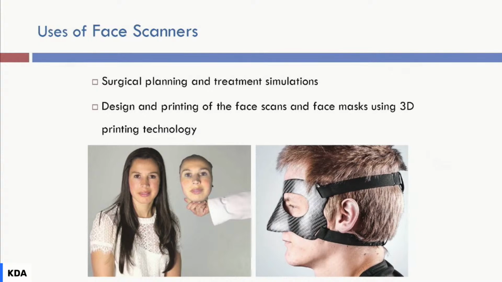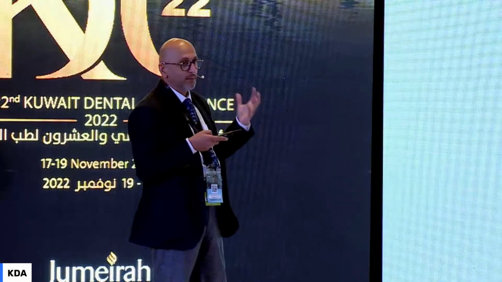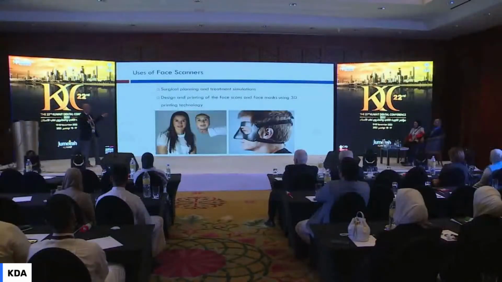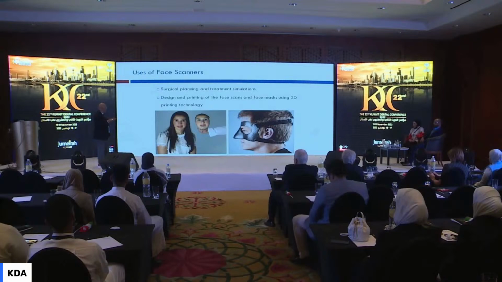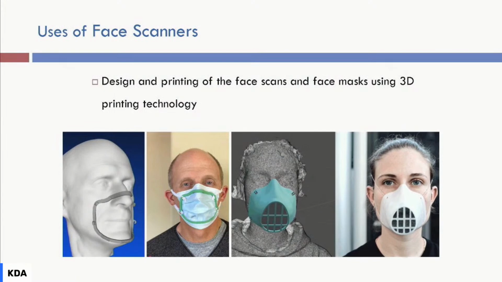For example, now for sports, we are able to fabricate masks that are custom made to the patients based on CT scans, based on facial scans that are taken in the clinic. So you take a facial scan of the patient, you send it to the 3D printer, and you can print a facial mask for sports. Same thing, you can duplicate the face. You can print the face in 3D, in colors, using the appropriate 3D printers if you have an appropriate facial scanner. So the field for utilizing facial scanners seems to be vast.